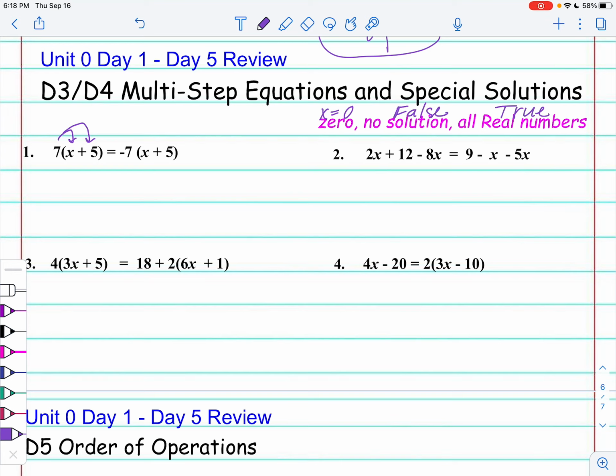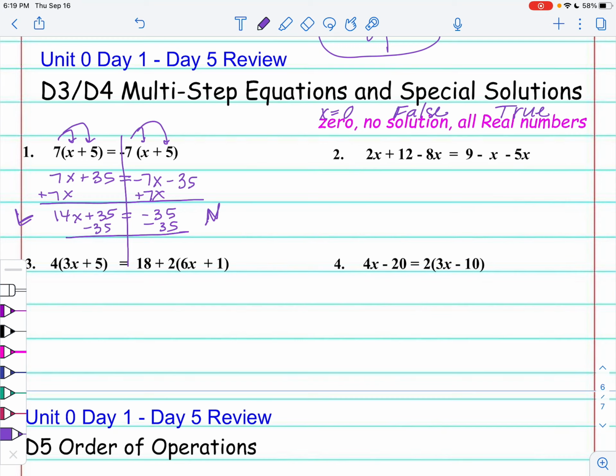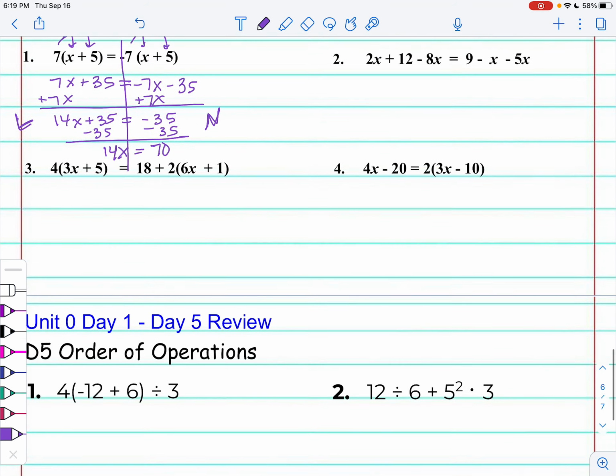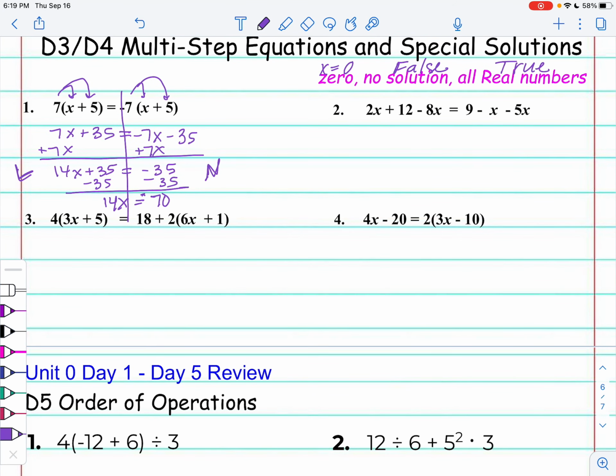So first is to distribute. Do that rainbow move. And then this one's negative, right? So negative 7x minus 35. Okay, so now I'm going to try to get numbers on one side and letters on the other. So I'm putting my x's over here, and my numbers over here. And right now I have 14x equals negative 70. Negative. I think my negative got in there.